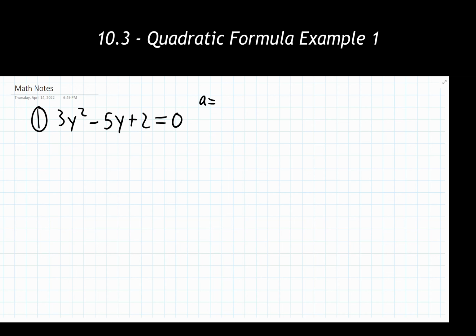For this particular problem, but it's your choice on where you want to write that out. So our A value for this problem is going to be 3, our B value is -5, and our C value is 2. Those are coming just from the coefficients right in front of the variables in these terms here. Once we have our A, B, and C value, we are going to substitute those into the actual quadratic formula.